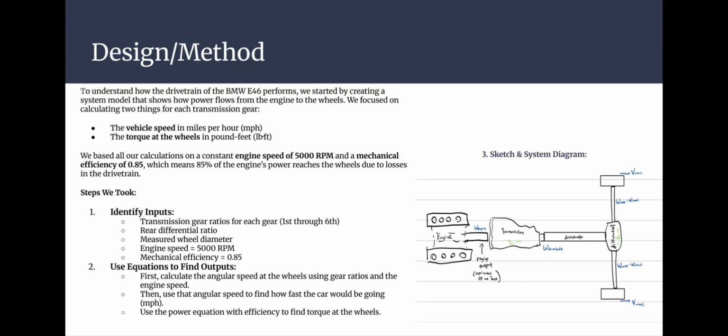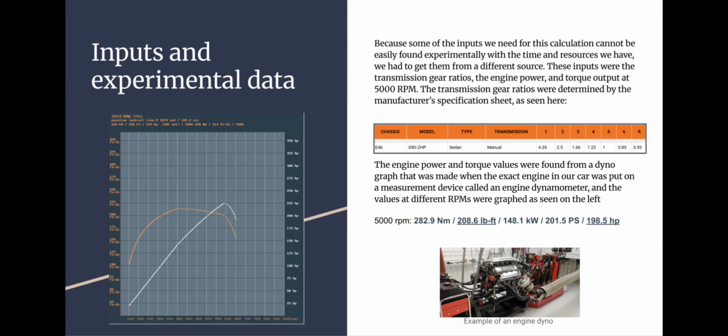The first step we took was to identify the inputs: the transmission gear ratios for each gear, the rear differential ratio, measured the wheel diameter, engine speed, which was 5,000 RPM, and the mechanical efficiency, which was 0.85. Then we used our equations to find outputs. First, calculate the angular speed at the wheels using gear ratios and the engine speed, then use that angular speed to find how fast the car would be going in miles per hour. Then we use the power equation with efficiency to find torque at the wheels. Lastly, we sketch a system diagram to help us visualize our method.